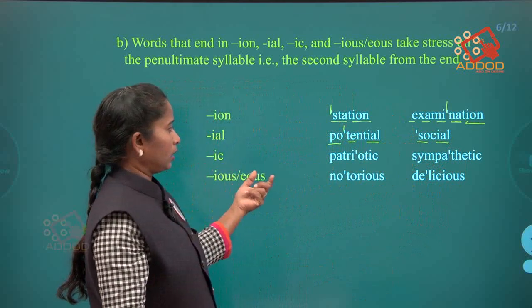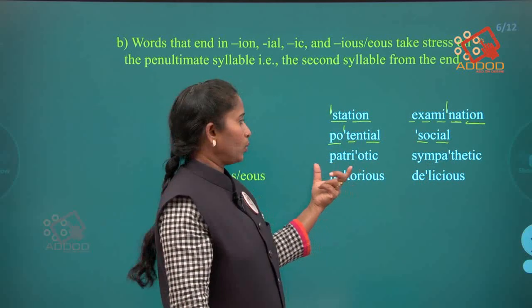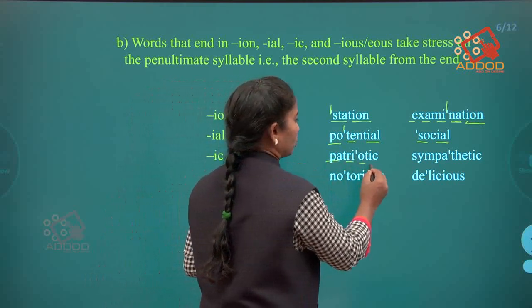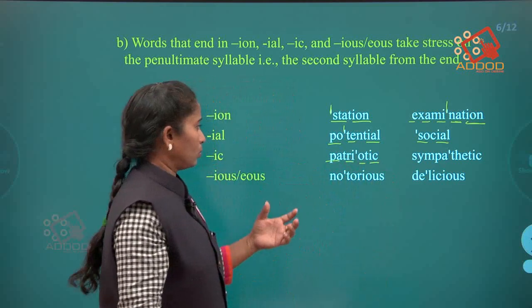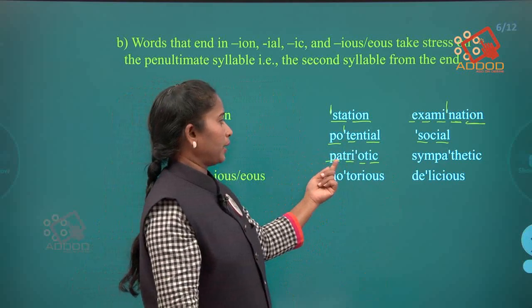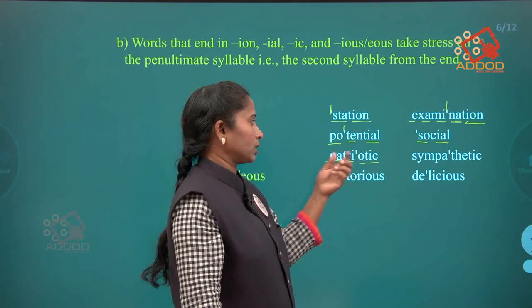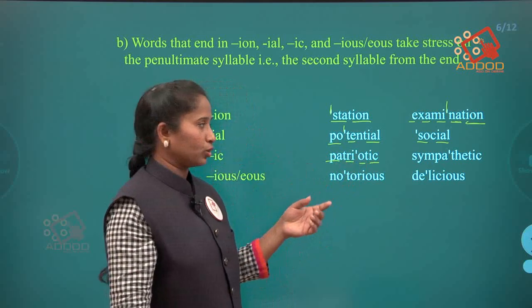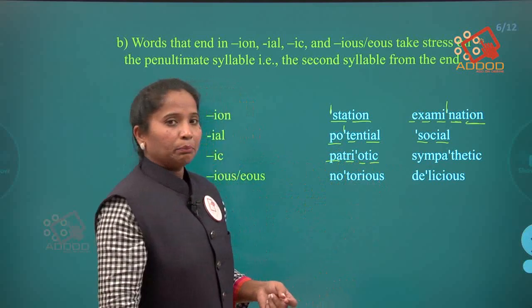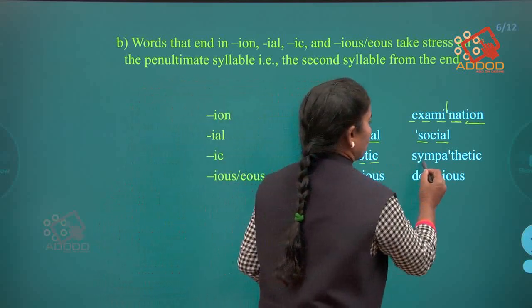Now, ic, patriotic. How do you pronounce? How many syllables do we have? Patriotic. From the end of the word, second syllable. So it is patriotic. The stress in pronunciation should be on o. Patriotic. Sympathetic. So how many do we have?